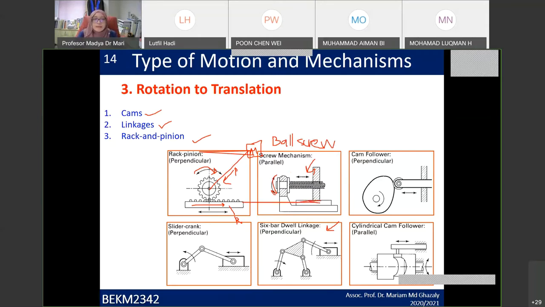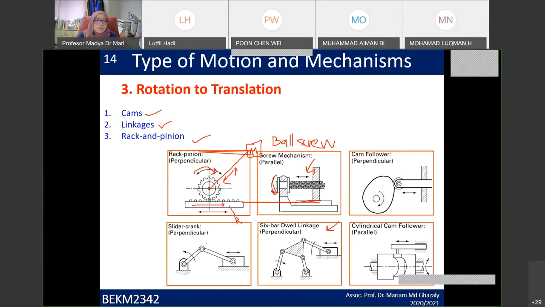Okay. And the next one is the cam and follower. The cam and follower is similar to what you have in the engine, where it will open and close the valve, the inlet valve for the air and the valve for the exhaust air. Okay. So cam and follower is an example of that in the engine.